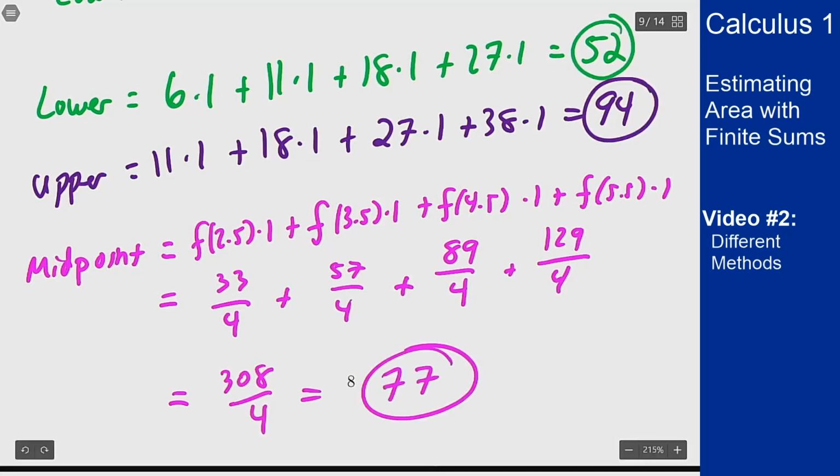So as expected, the midpoint sum falls between the lower and upper sums, which it should do most times. And it's likely going to be a closer approximation to the area than either the upper or lower sums because it's between them. So that's the idea of approximating with rectangles, the different ways we can do that, and how to work out these calculations for these certain types of problems.